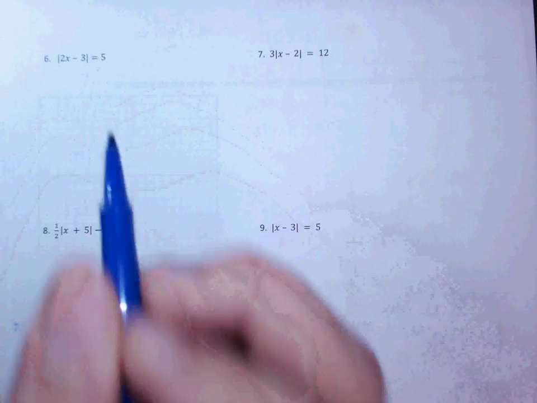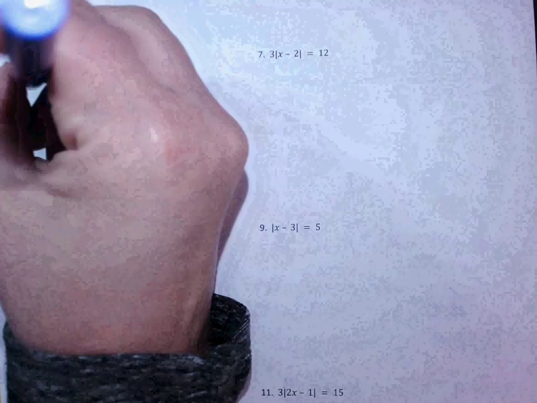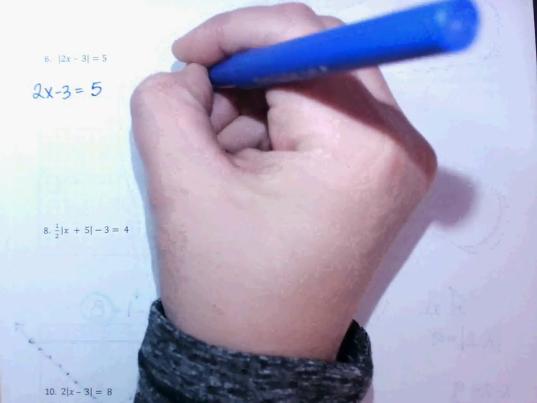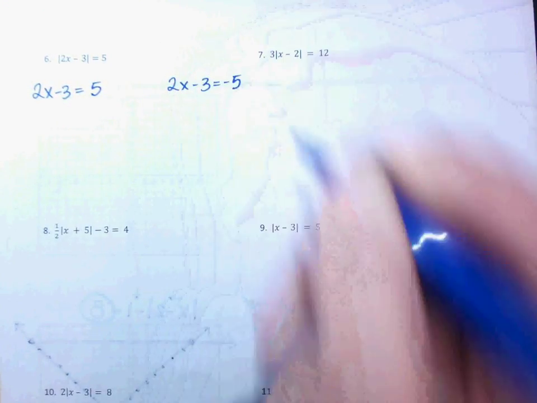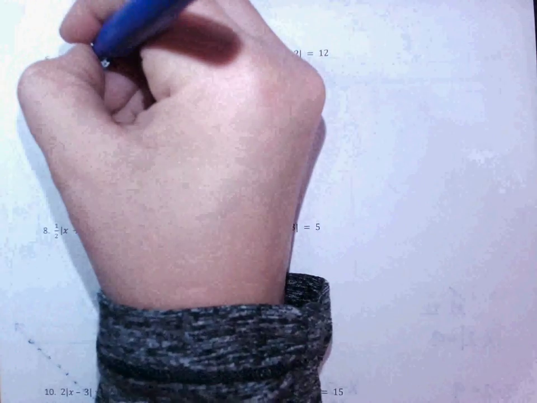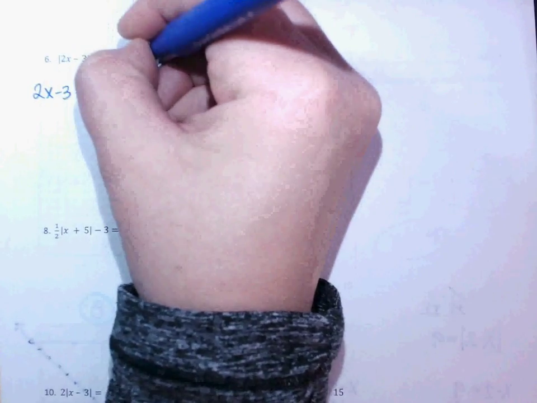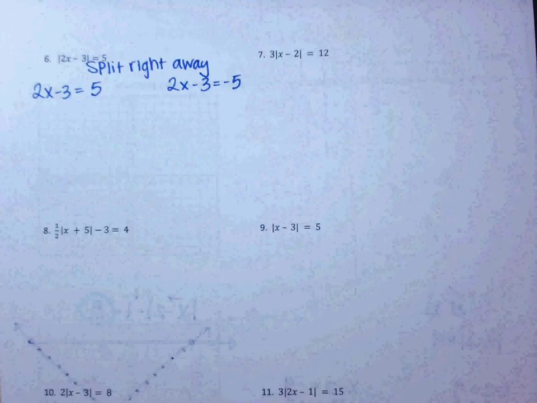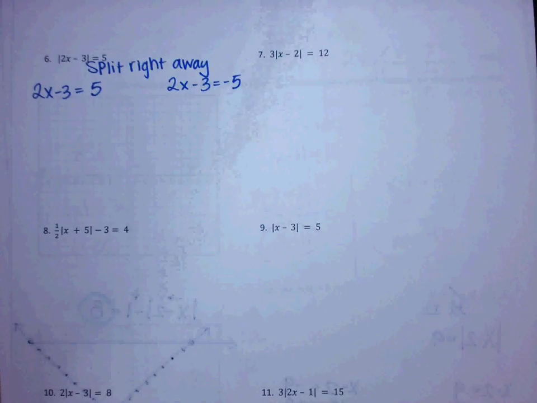So I'm not going to do number 6, but notice, if there's nobody outside those bars, then you just split right away. So you'd let 2x minus 3 equal 5, 2x minus 3 equal negative 5. And then you're ready to solve. Because there are no numbers outside of those bars that you have to get rid of first. So you would just split right away.